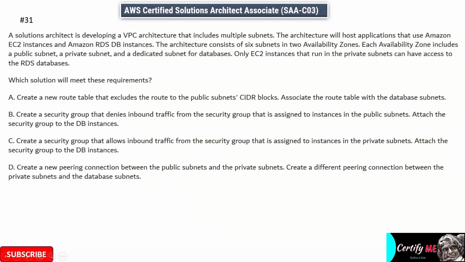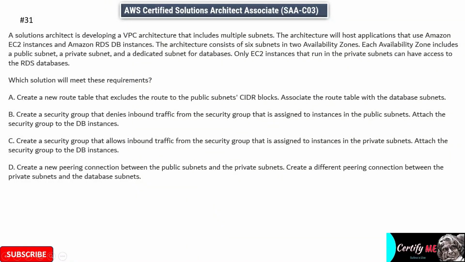Option A. Create a new route table that excludes the route to the public subnets' CIDR blocks. Associate the route table with the database subnets. Create a security group that denies inbound traffic from the security group that is assigned to instances in the public subnets. Attach the security group to the DB instances.